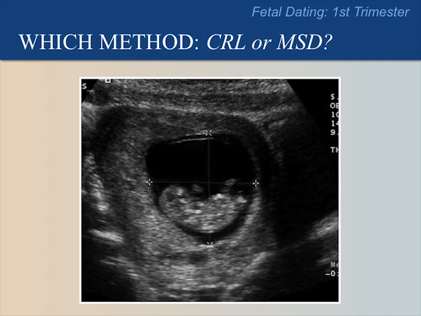The answer is to use the crown rump length. Remember that crown rump length is more accurate than the mean sac diameter. If you see the fetus, do not use a measurement of mean sac diameter for gestational age. In this case, we should use the crown rump length to estimate gestational age.